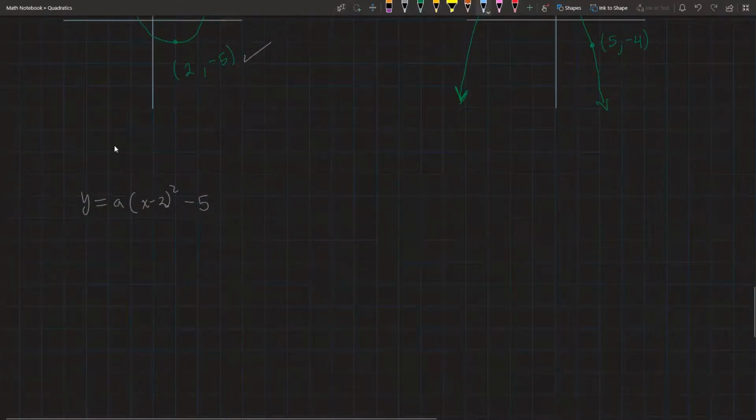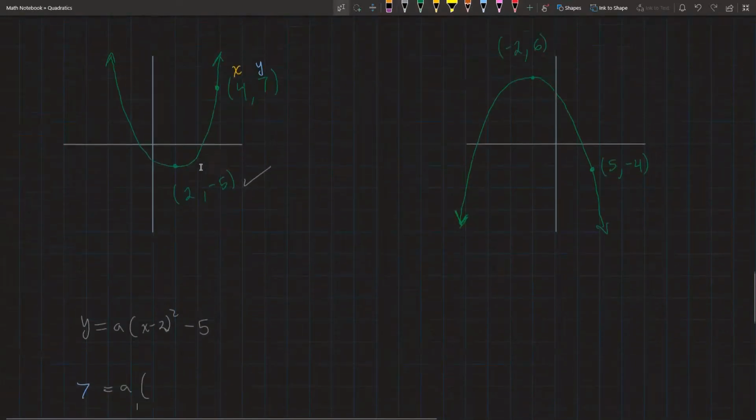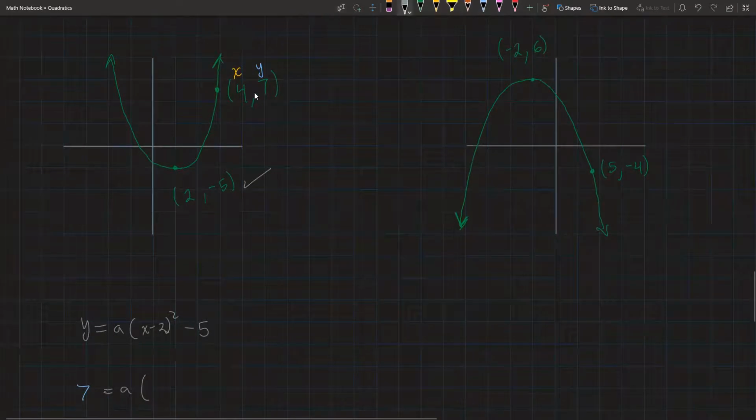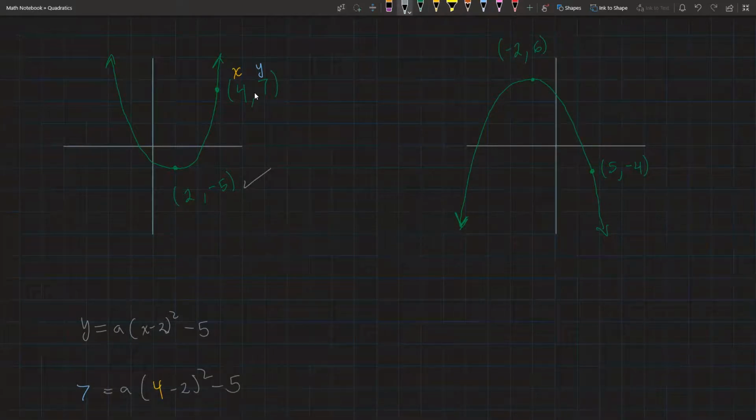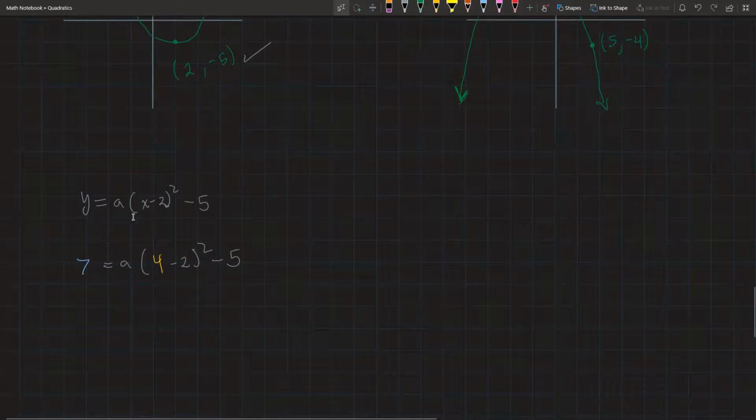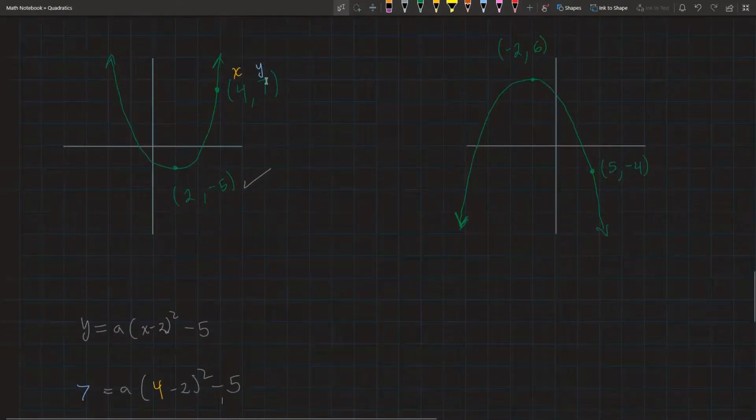When we see a y, we can replace that with the 7. And now we can say that 7 is equal to the vertical stretch factor a times, now it's not a 0. Be very careful. Now it's a 4. So I'll show that: 4 minus 2. You have to be extremely careful with this one. Squared and then minus 5. That doesn't change. But we replace the x and the y as shown here.